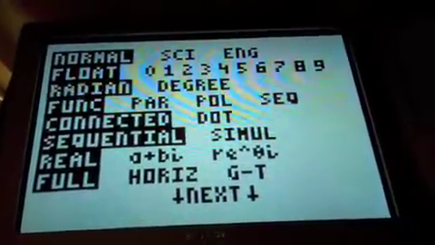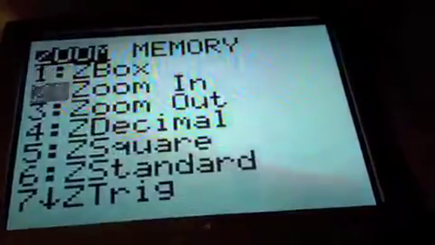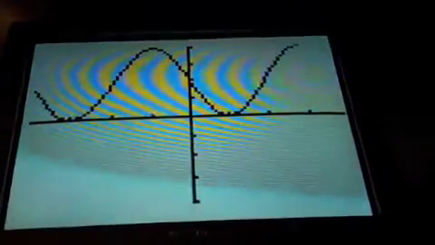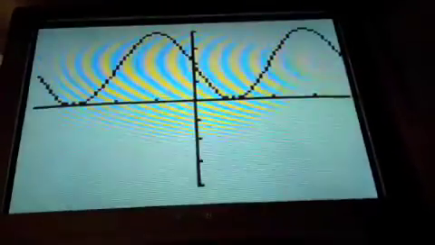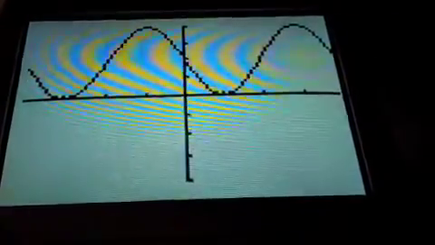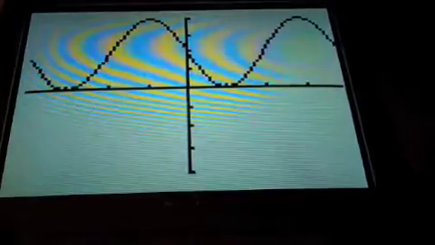Make sure you're in the right mode. I'm going to do a zoom trig. Okay. So here's my position equation. What is my position? Where am I at time 0?